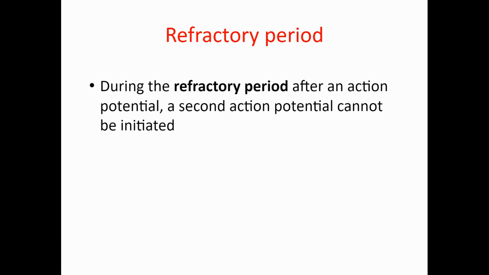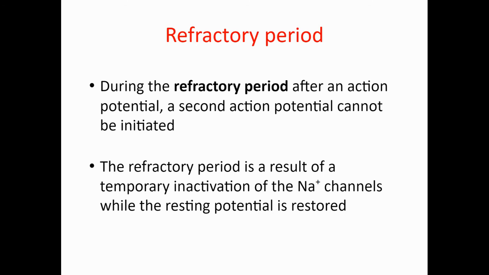So after an action potential, a second action potential can't be initiated. And that's because once those sodium ion voltage gated channel proteins have opened and the sodium ions have diffused in and you've reached plus 30 millivolts, the sodium ion voltage gated channel proteins become inactive until we get back to the resting potential of the axon. So this is the refractory period. We'll look at it on a graph in a moment.